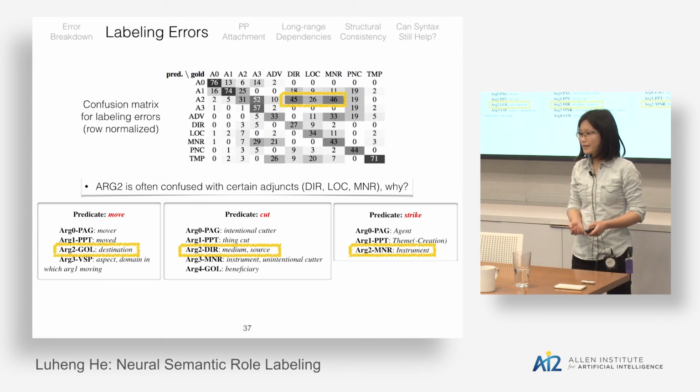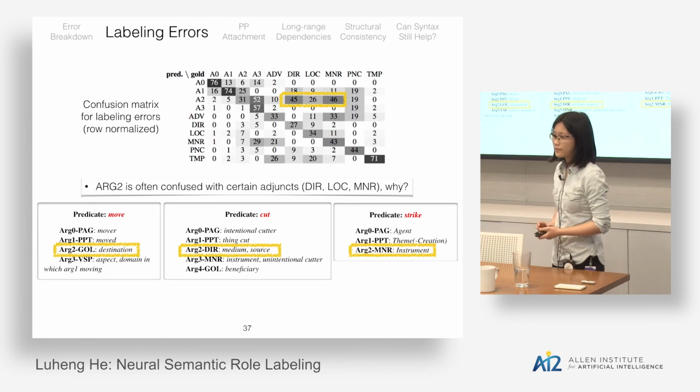You could look into how your QA-SRL handles these things, because it seems like this would be exactly the kind of distinction that people wouldn't be able to make, right? Yeah, that's a good suggestion.